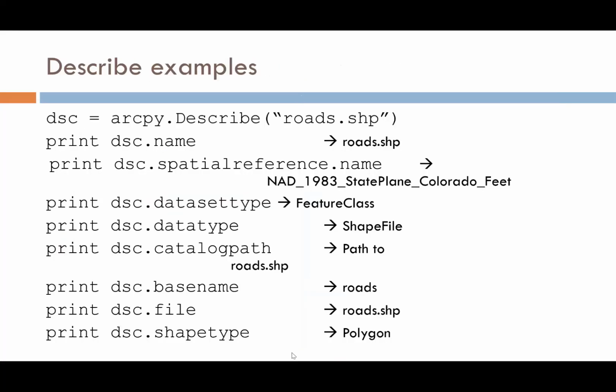All right, just some examples to give you a general idea of what describe options are out there. So here we have name, spatial reference name. Notice that there's another piece in there, dot spatial reference dot name. There's another level to go into. Data set type, data type. These are some pretty common ones that I think you'll likely be using the most if you do this stuff. Any questions?